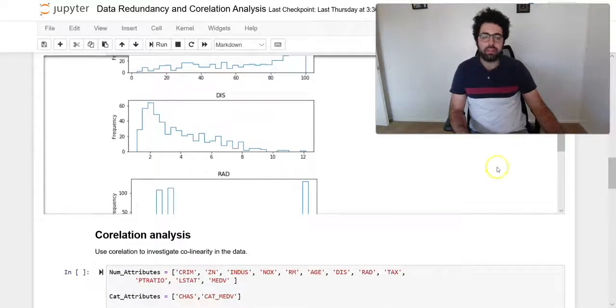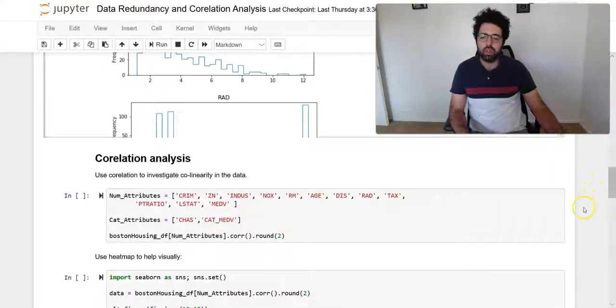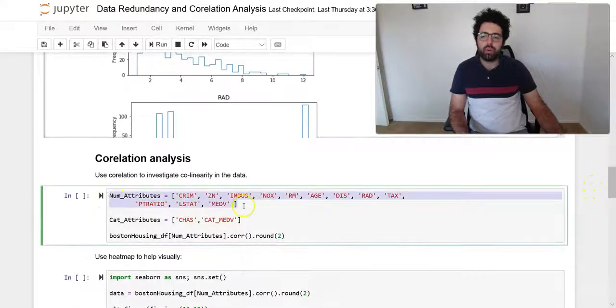Once you have done this, now you're ready to do some correlation analysis. Correlation analysis is basically seeing how similar or how much correlation exists between each attribute. So we do correlation analysis for numerical attributes. Or you could be doing correlation analysis for categorical attributes as well if they are presented by numbers, and they give you some idea, but that's not the correct way to go about it.